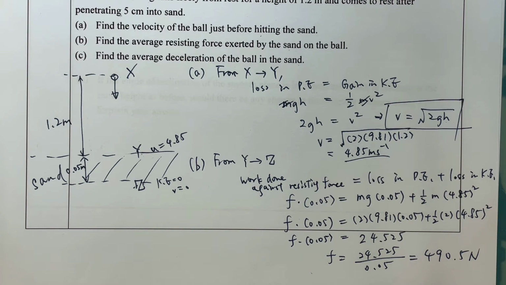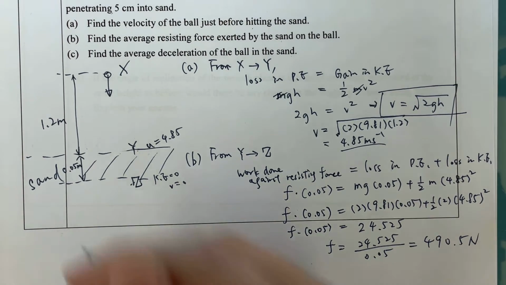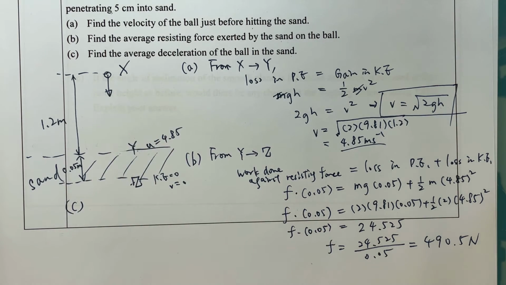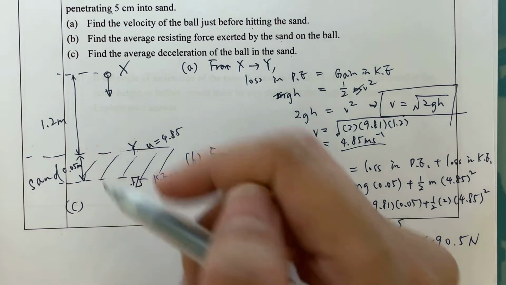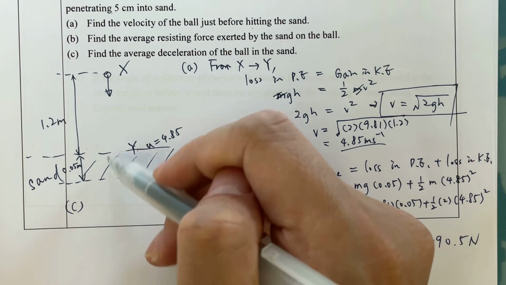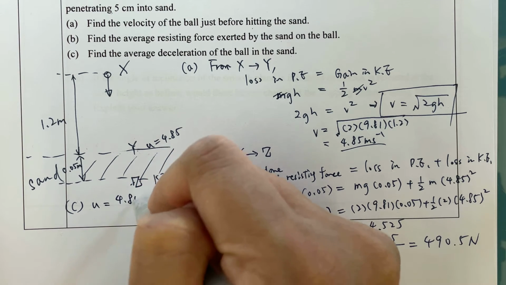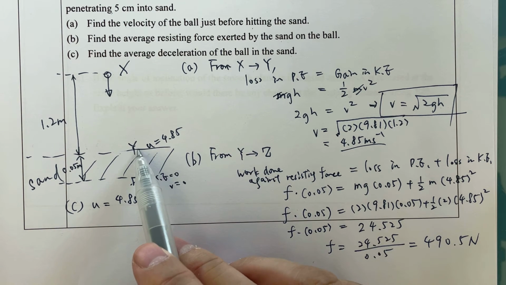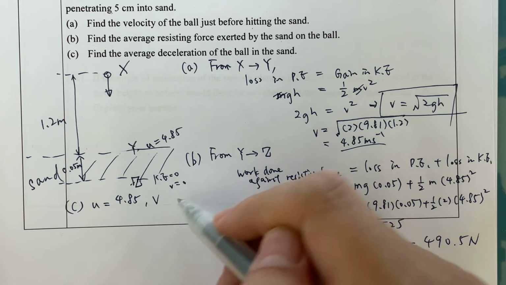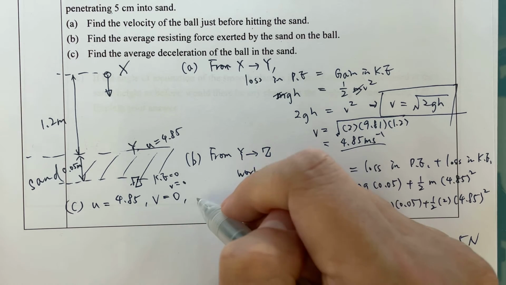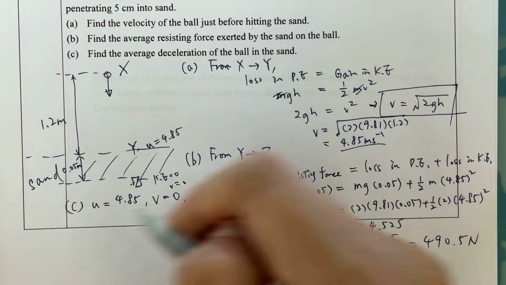Okay. So finally, we want to do also the part C, right? Part C. If we want to find the deceleration of the ball in the sand, so in fact, you just need to look for the information about this motion. If U is equal to 4.85, which is the starting velocity, initial velocity at this point, and finally it comes to a final velocity 0, and the displacement is traveled by 0.05. Okay, so we look for A.